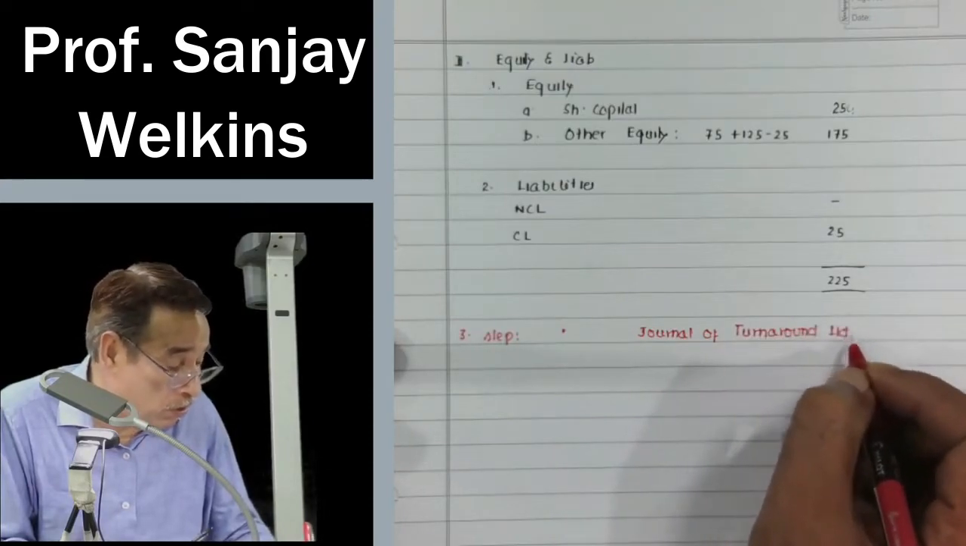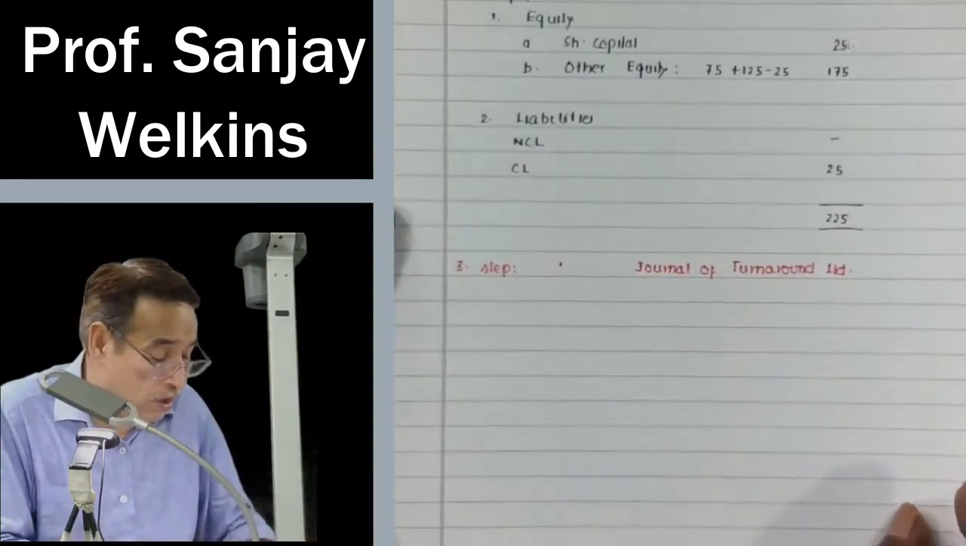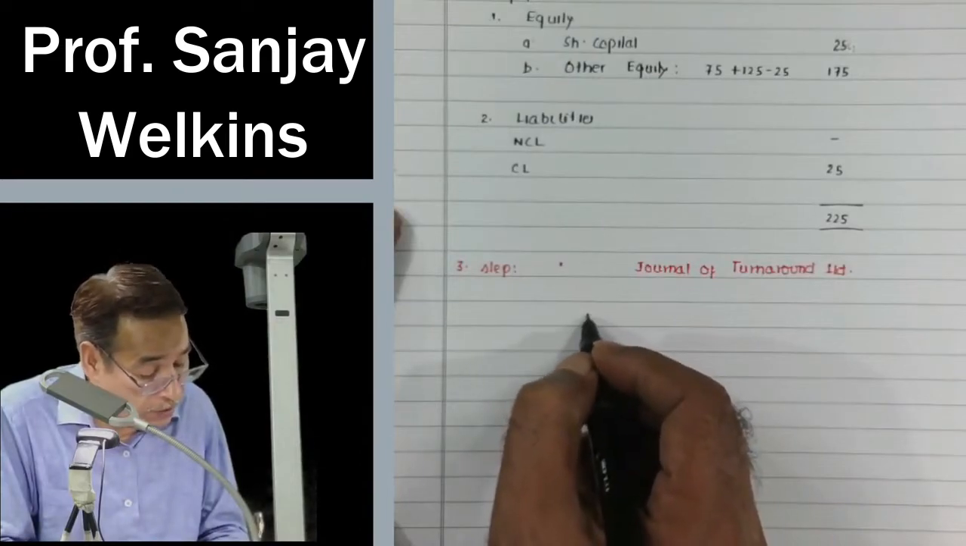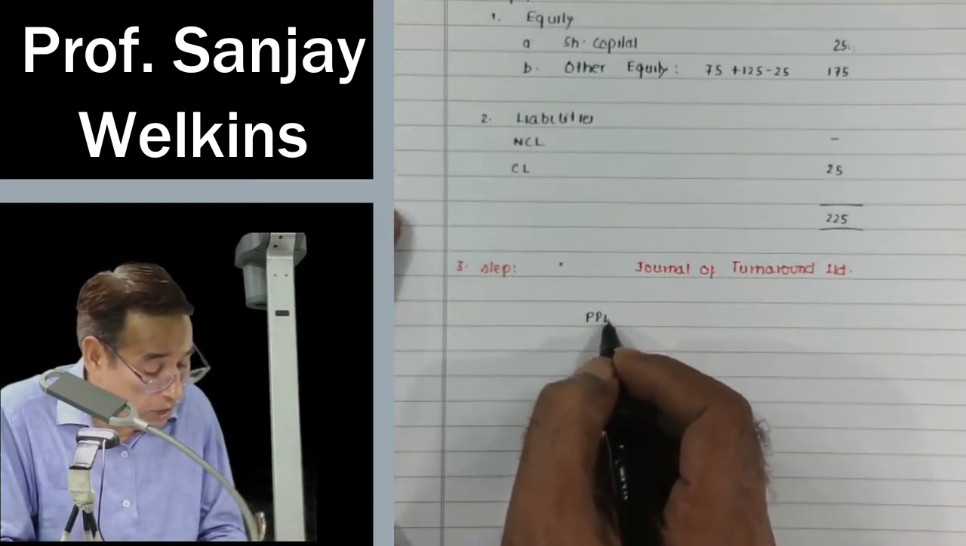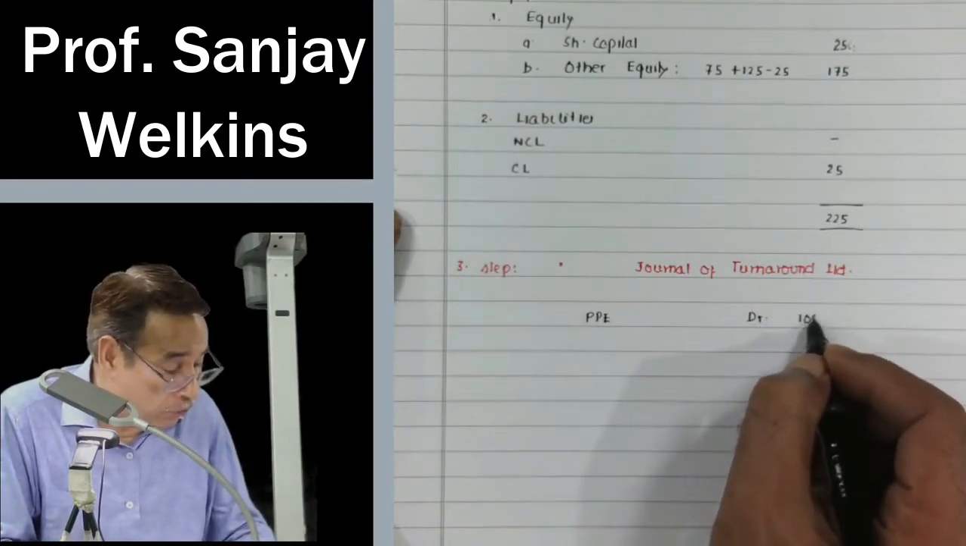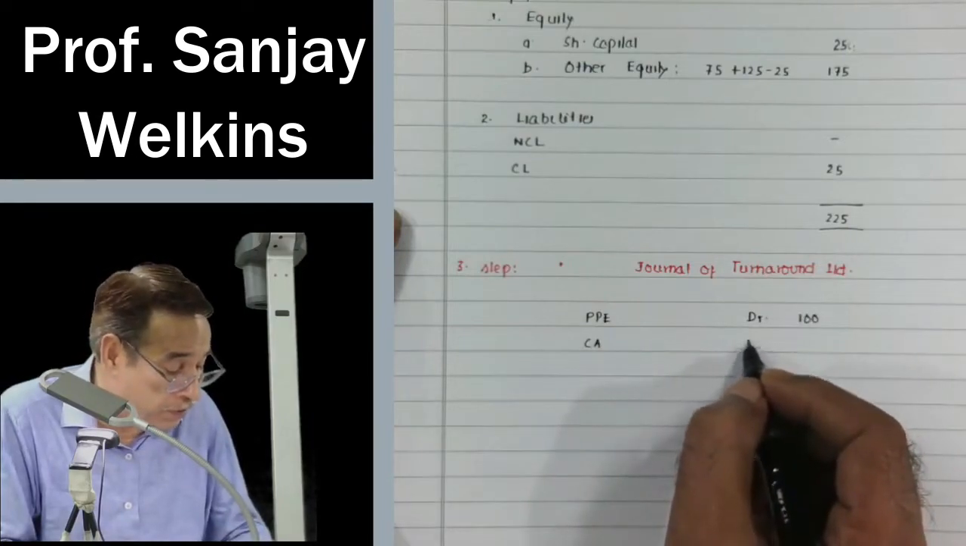Turnaround Limited is your new company. The preparation of the journal of the new company is quite easy. Whatever assets it has taken, it will record. Towards the debit side, property, plant and equipment they have taken at a net value of 100. Current asset worth rupees 500.